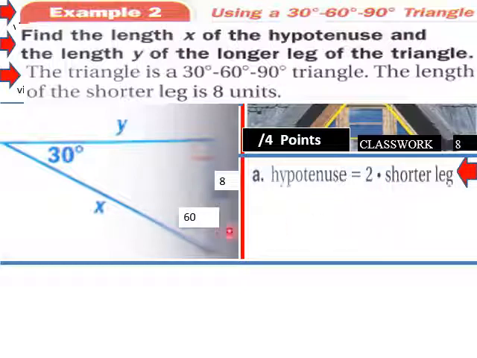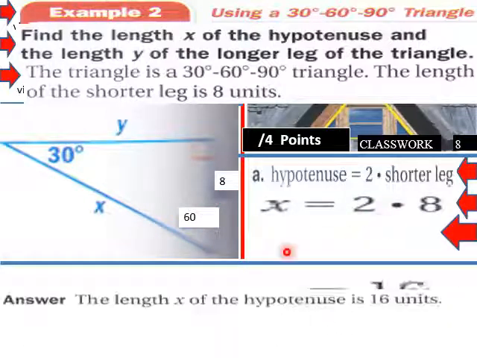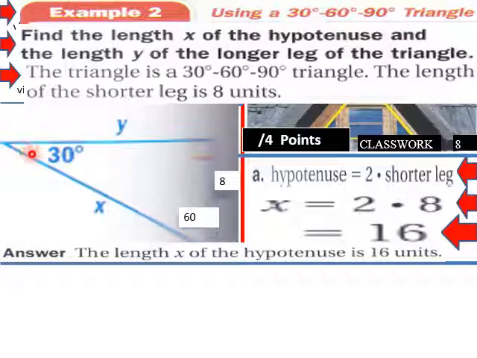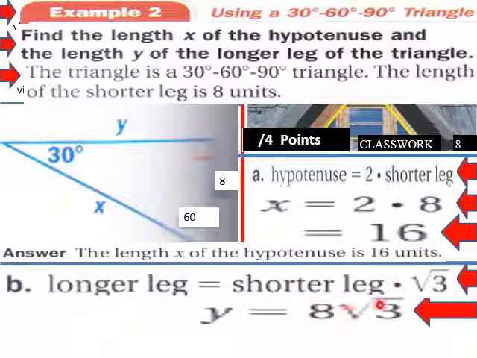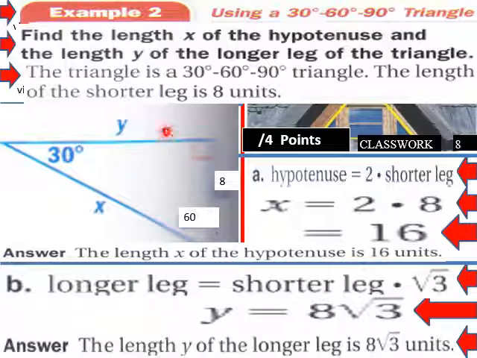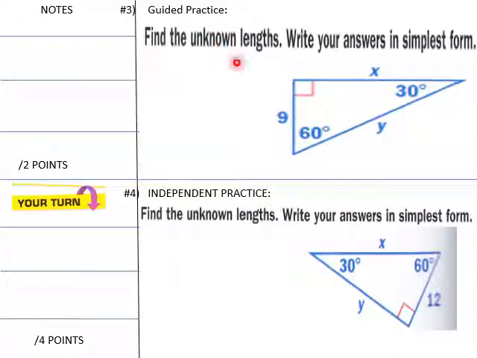Hypotenuse is 2 times the short leg. So what would our hypotenuse be now? Now that we know, it'd be 2 times 8, so it'd be 16 would be the length of our hypotenuse here. So what's the length of the longer leg, which is y here? It's opposite of our 60 degree angle. So it'll be the shorter leg times square root of 3. So it'll be 8 times square root of 3 will be the length of y. We know our hypotenuse, and we know the length of our long leg, because all we know here is the length of the shorter leg. Okay, it's finding the lengths now.